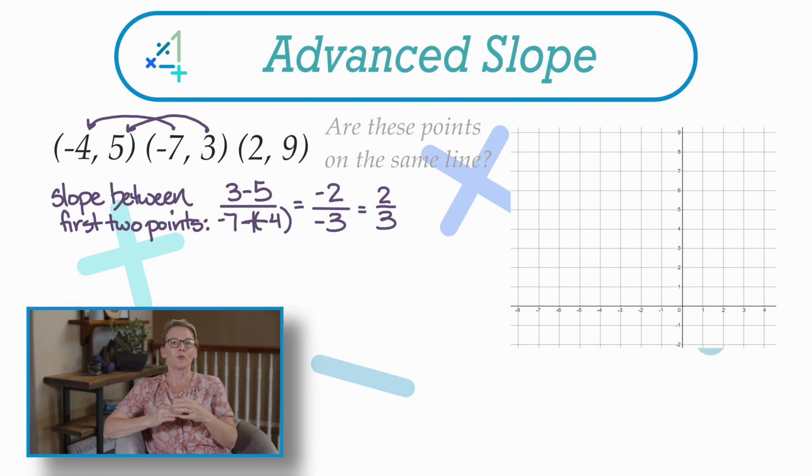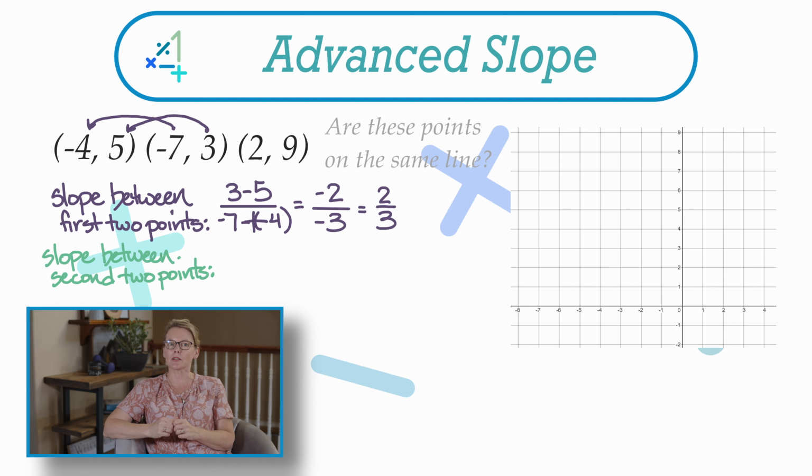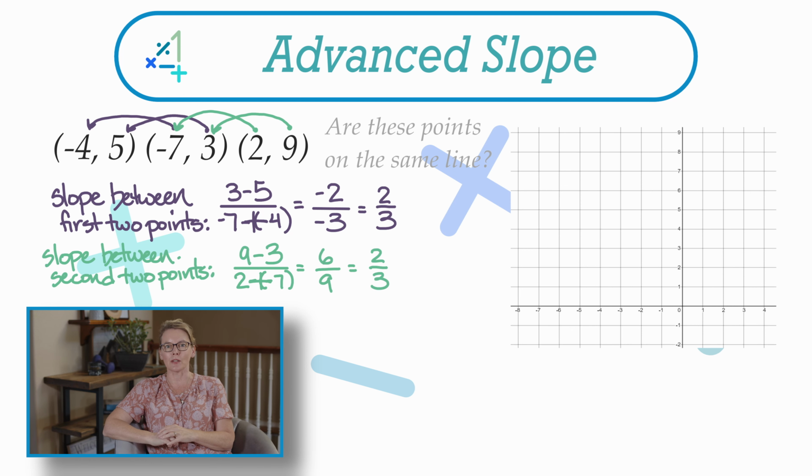Moving right along, we will find the slope between the next 2 points. 9 minus 3 on top, 2 minus -7 on the bottom, for 6 over 9, reducing to 2/3. Because the slopes are the same, check. We can conclude that these 3 points are indeed on the same line. We do not have to find the slope between points 1 and 3. Let's quickly plot these and we will see how it works.